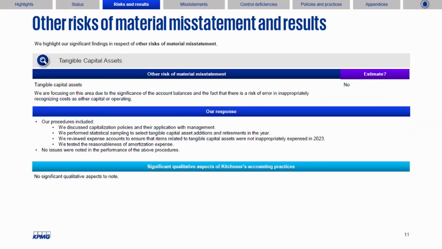The next area of focus is tangible capital assets, and this is an area of focus due to the size and the significant activity during the year. Our audit procedures included performing a sample over tangible capital asset additions and retirements, as well as testing the reasonableness of the amortization expense. Through our audit procedures, we also didn't find any errors.